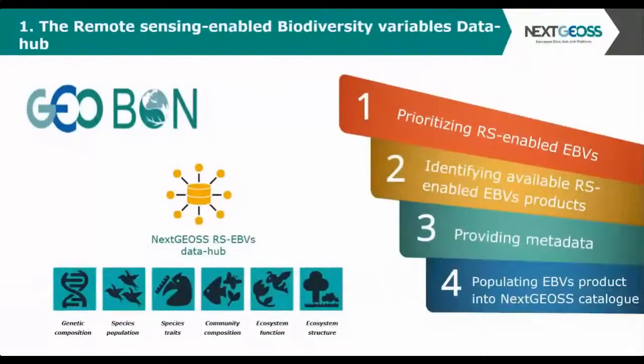The Remote Sensing Enabled Essential Biodiversity Variable Data Hub was created following 4 different phases. First, we prioritized Remote Sensing Enabled EBVs, as proposed by GEO BON, and after that we identified the available RS-enabled EBV products. We provided the metadata for each of these products, and eventually we populated these EBV products into the NextGEOSS catalog, which is available at this moment.